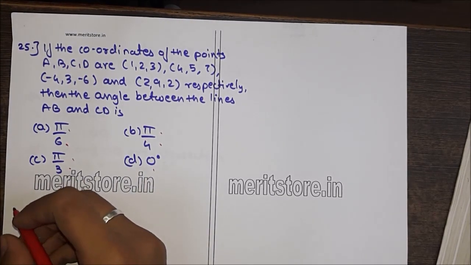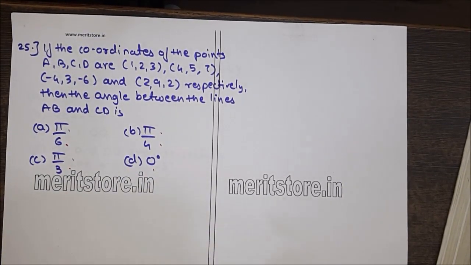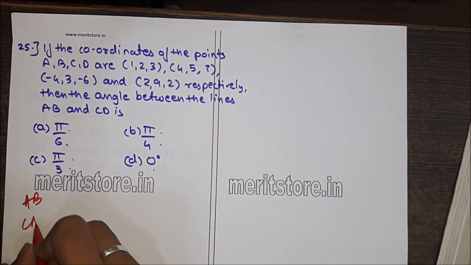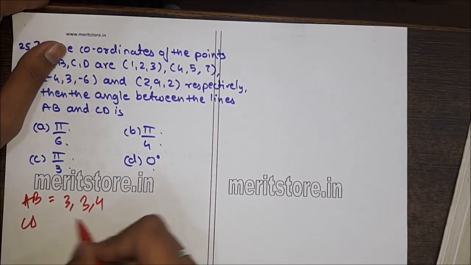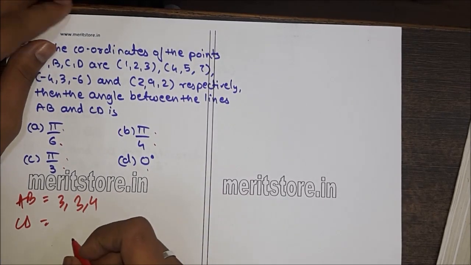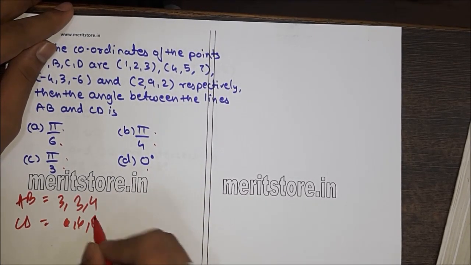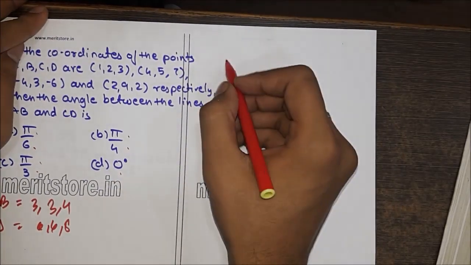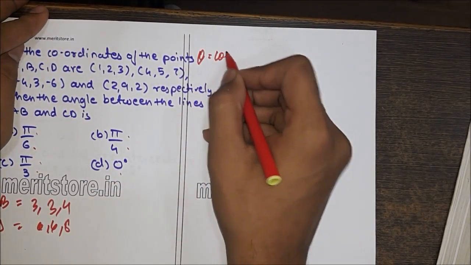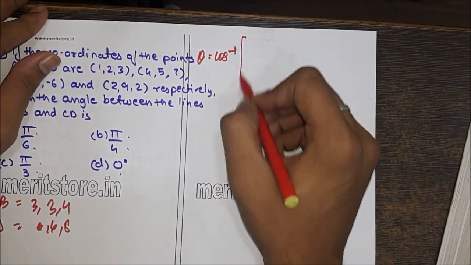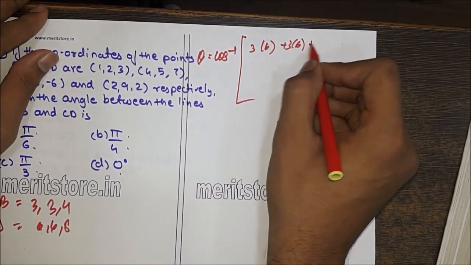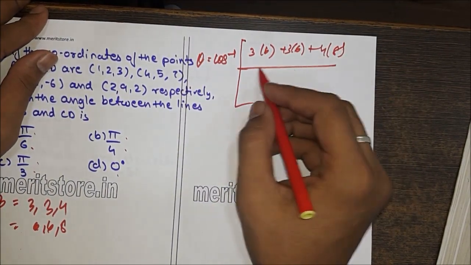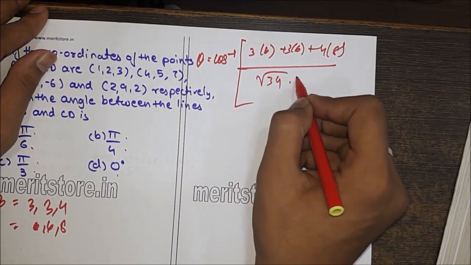So let us solve this. We know the direction ratios of lines AB and CD. Their direction ratios would be 3, 3, 4 and 6, 6, 8, which we get with the help of the formula. Now let's substitute them in our formula, where theta is equal to cos inverse of (3 times 6 plus 3 times 6 plus 4 times 8) divided by root of 34 times root of 136.